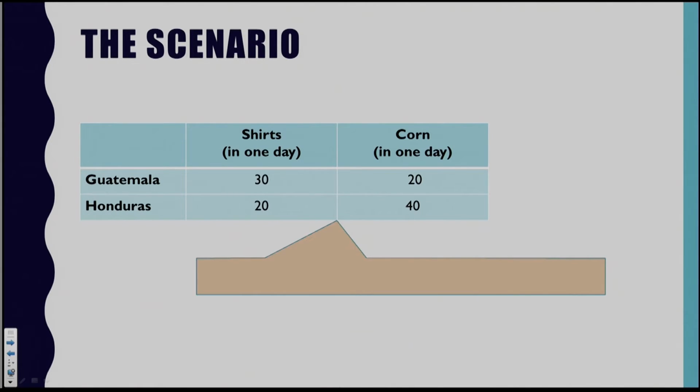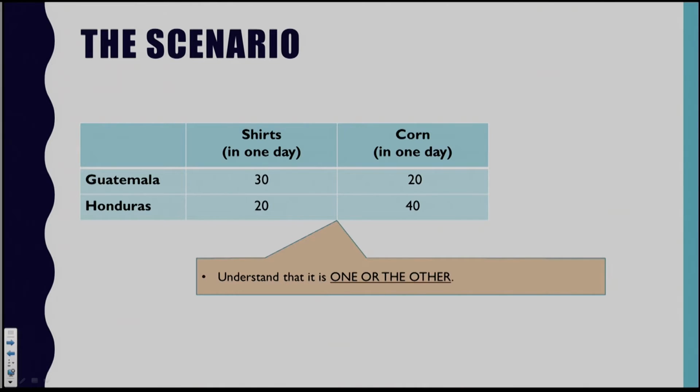So back to our scenario. We've got Guatemala and Honduras, and they can produce shirts or corn, and this is their productivity in one day. So we see that Guatemala can produce 30 shirts in a day, or they can produce 20 units of corn, and Honduras can produce 20 shirts in a day or 40 units of corn. Now again, this is probably more like 20 million pounds or 20-something thousand units. Don't worry about that. We're just keeping the math simple.